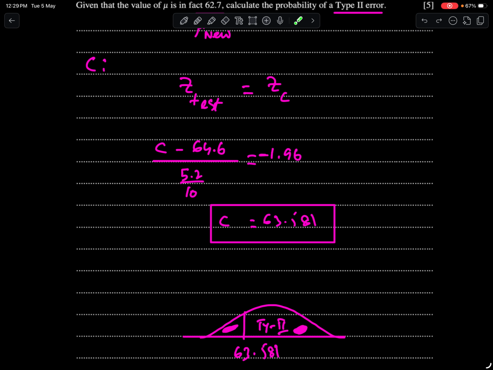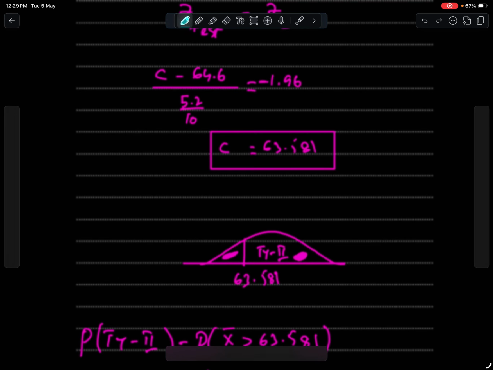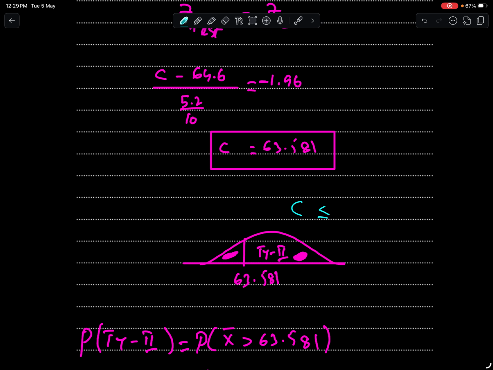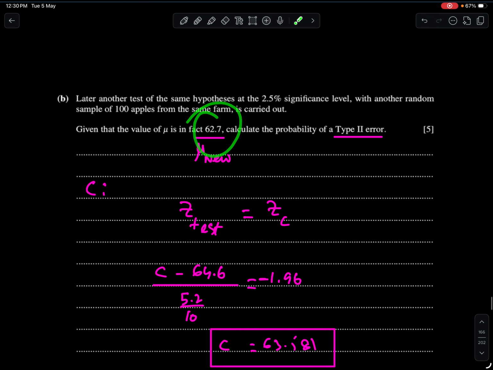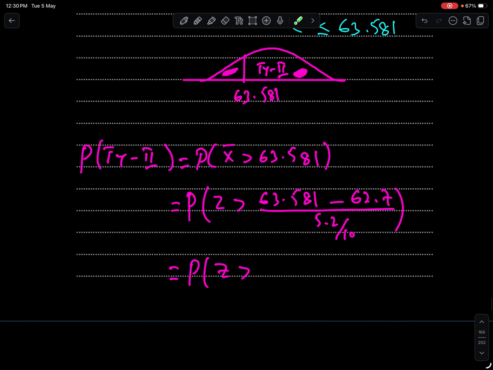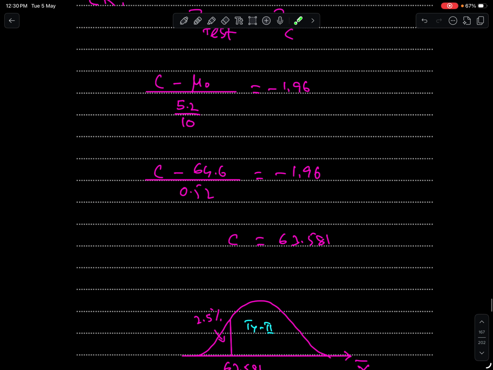It's a lower tail test, so this is the critical region. The critical region is X C less than or equal to 63.581. So the accepted region is this: C greater than. This is the accepted region. Now use 62.7 here, this new value. This is only used in the calculation of the type 2 error probability. Now complete this. This is here.